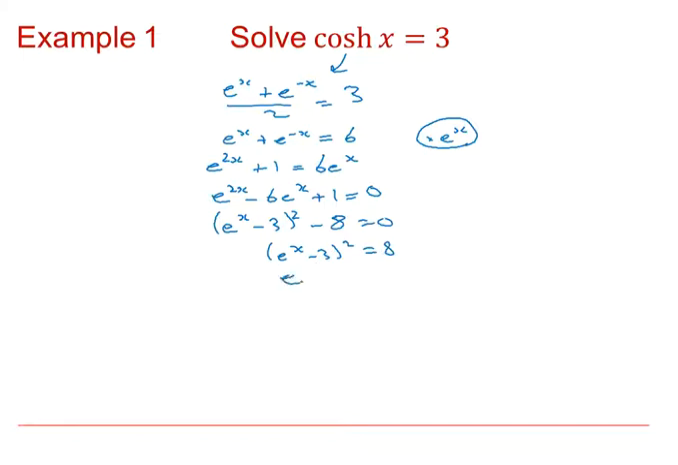and then we can start to solve for e to the x. I could have used a quadratic formula as well, and I would have got to this form. Okay, so I've got e to the x is 3 plus or minus 2 root 2. Therefore, if I put it back into a logarithmic form, x equals the natural logarithm of 3 plus or minus 2 root 2 are the solutions to the original equation.